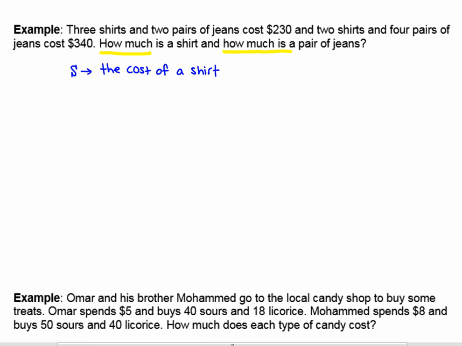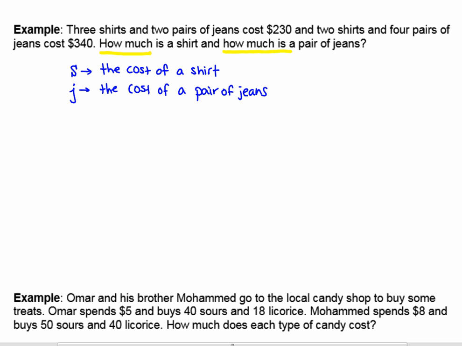Okay, what do you want to use for jeans? You're so creative here, hey? J. So J will be the cost of a pair of jeans. It's funny how it's called a pair. It's just one of them. Anyways. Oh, there's two shoes. You don't call a pair of shirt. Exactly. That's my point.